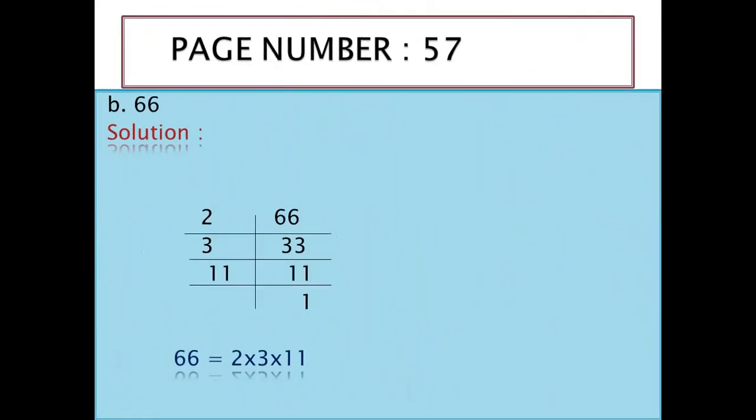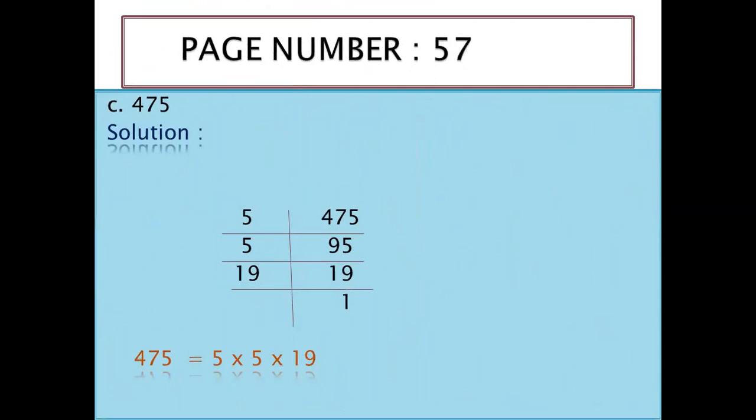Next part is 66. Again, 6 is an even number, so we divide by 2. When you divide 66 by 2, 33 will be the quotient. Now 3 is not an even number, so we try with 3 and we get 11. Now we have 3 prime factors: 2, 3, and 11. 2 multiplied by 3, multiplied by 11. When we multiply all these numbers, we get 66.